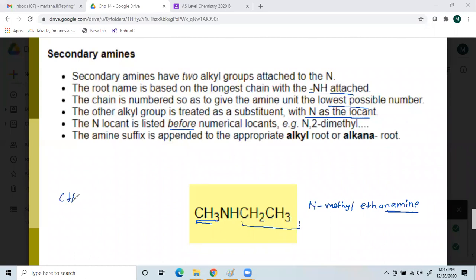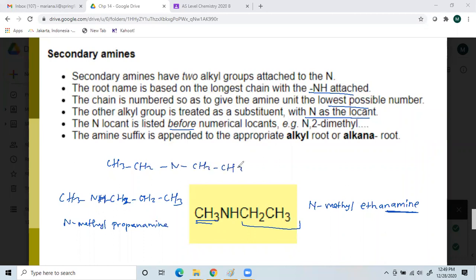Okay, how about this? What's the name for this? N-methyl propanamine. Amine, yeah, propanamine. Okay, how about this? And ethyl ethanamine. Okay, so this is how you name the secondary amines.